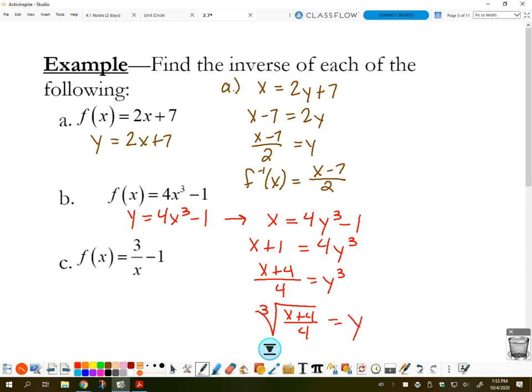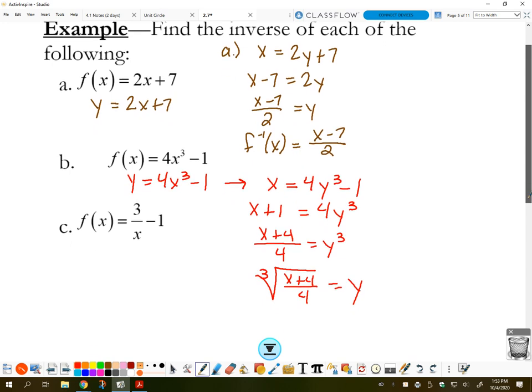And I'm done. We just need to write it with that inverse notation. Let me slide this up just a little. So I'll write it as f inverse of x is equal to the cube root of x plus 4 over 4. All right, I can't remember if this is handled in this.